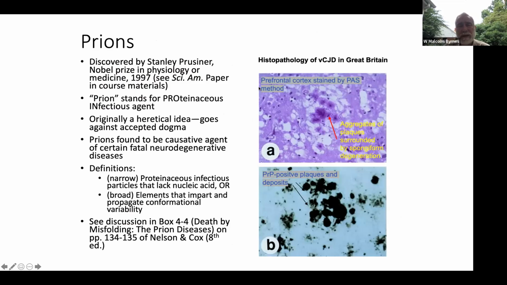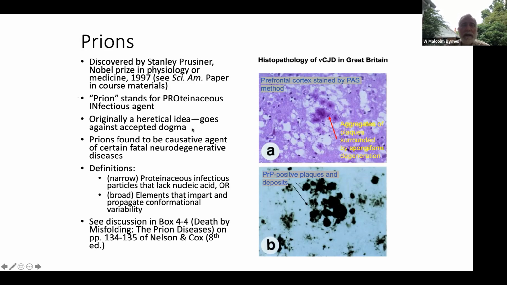So let's think more about prions. They were discovered by Stanley Prusiner, who's at UCSF in California, who won the Nobel Prize in Physiology or Medicine in 1997 for his discovery. There's a Scientific American paper that was published that I'm going to put in your course materials. Prion stands for proteinaceous infectious agent. Prusiner thought that prion sounded better than proine, so that's why the order of the letters is a little bit transposed.